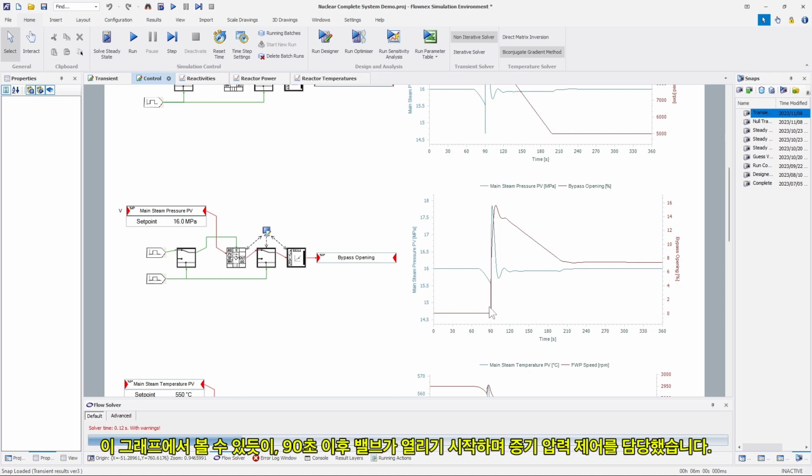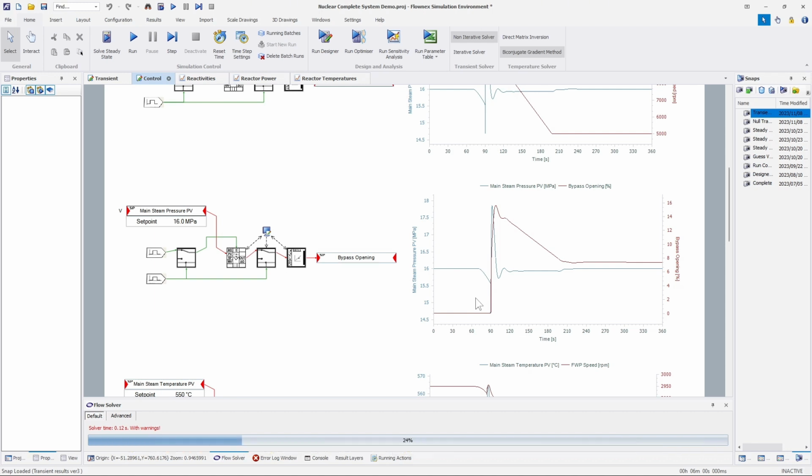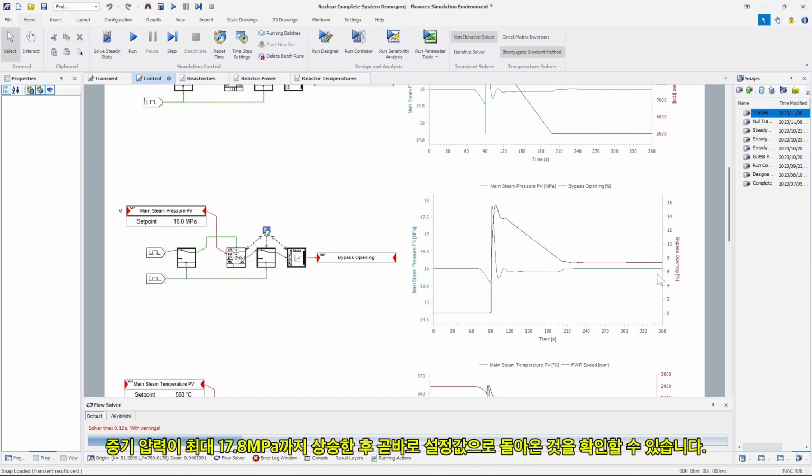From this graph, we can see that after 90 seconds, the valve started opening and took over the steam pressure control. There was a sudden increase in pressure after 90 seconds due to the turbine control valve closing. The control of the bypass valve started to respond thereafter and opened the valve rapidly. The pressure decreased once the bypass valve had opened sufficiently and the valve could adequately control the steam pressure to a value of 16 MPa. It can be seen that the steam pressure reached a maximum of 17.8 MPa and returned to its set point shortly thereafter.